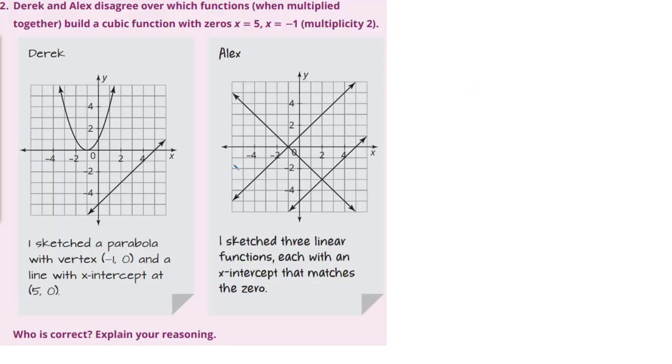So Derek and Alex disagree on which function, when multiplied together, would build a cubic function with zeros at 5 and -1, and -1 is going to have a multiplicity of 2, meaning it's going to bounce. So they both think these two spots are going to be affected. This one is supposed to bounce, and that one's supposed to cross. Is one of them correct and one of them wrong?